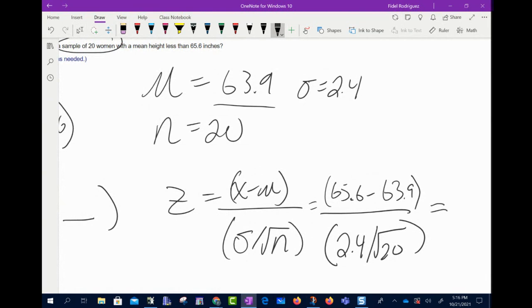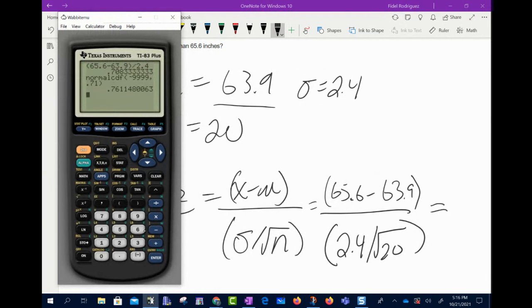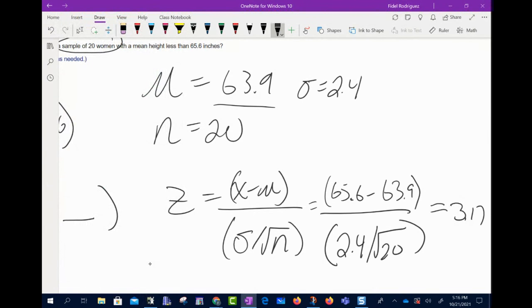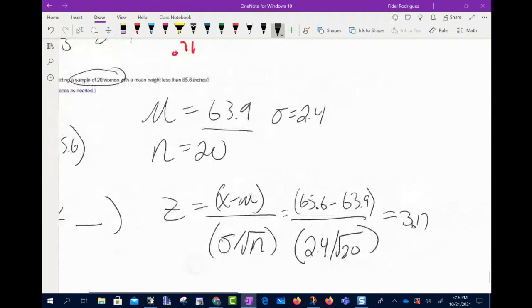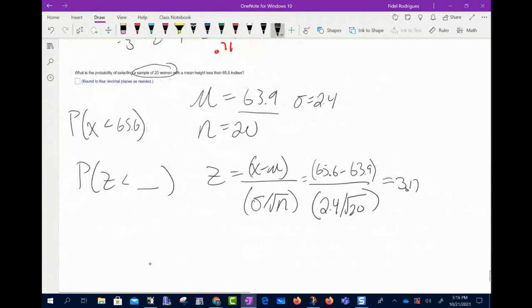So again, I'm going to do this on my calculator as well. So parentheses, 65.6 minus 63.9, divided by parentheses 2.4, divided by the square root of 20. Again, I got to close those parentheses. And so the z value I'm coming up with is 3.17. That's the number that I came up with for z. So right here, y'all, I'm going to put 3.17.